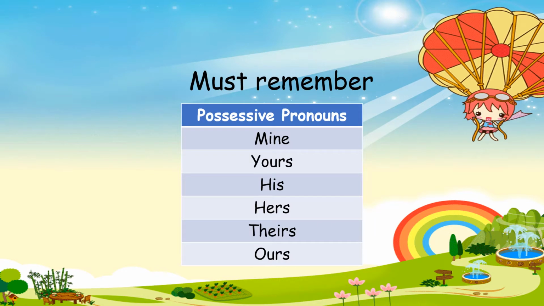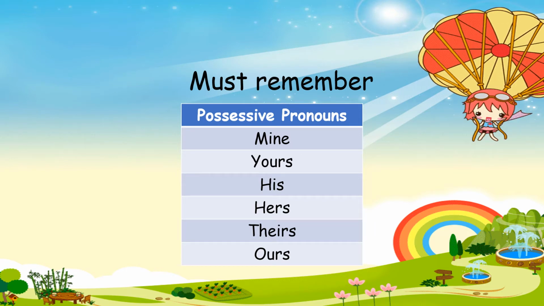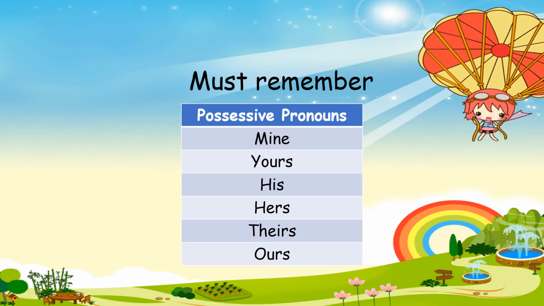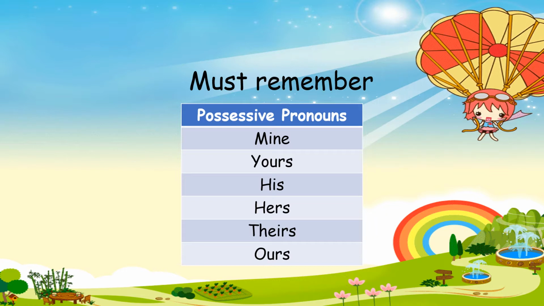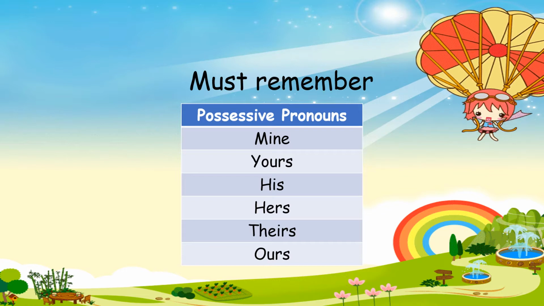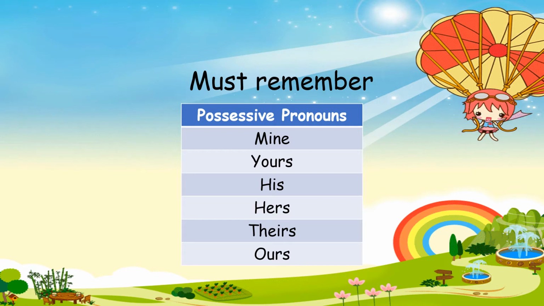Let's do a short recap on what we have learned previously, and we are going to focus on the possessive pronouns only. Remember that possessive pronouns are mine, yours, his, hers, theirs, and ours. When we use possessive pronouns, we end the sentence with the possessive pronoun without being followed by any names of objects or person.